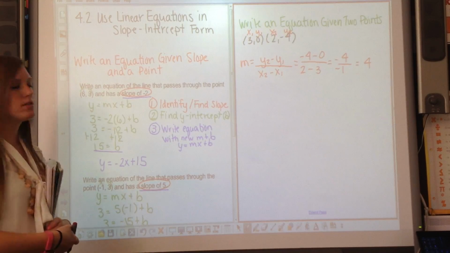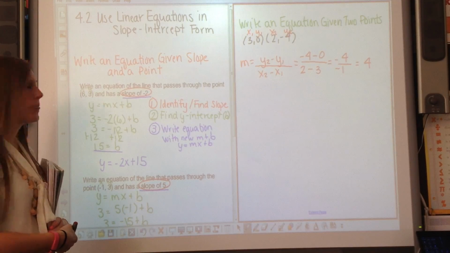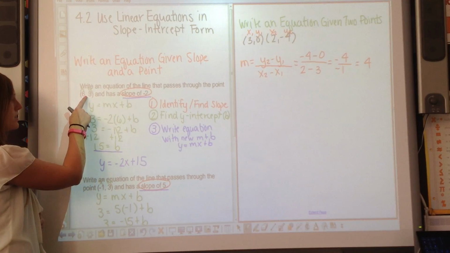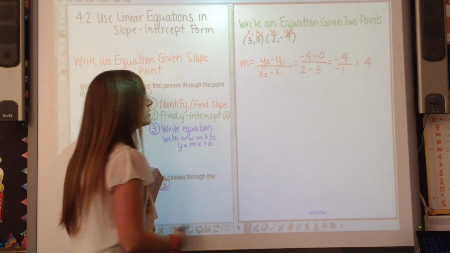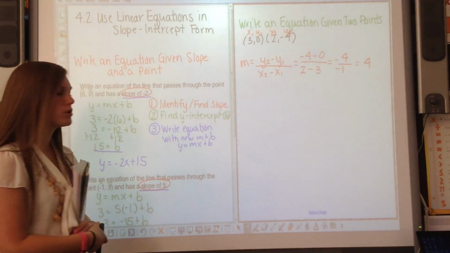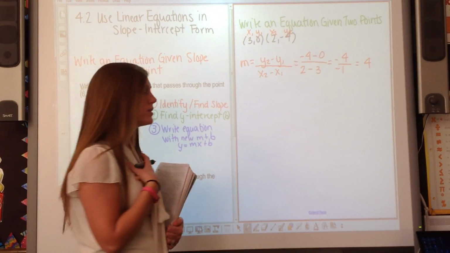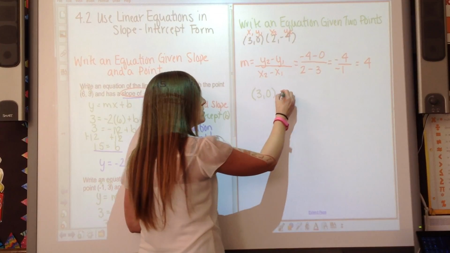We're going to find the y-intercept the same way we have in the past, except we have options here. Notice in the past we had an ordered pair and we had slope, and I just plugged in that one ordered pair. You only need one ordered pair to find your y-intercept. You do not need both ordered pairs. So I'm going to pick one or the other. I like to pick the one with the easier numbers. This has a 0, so I'm going to pick this ordered pair.